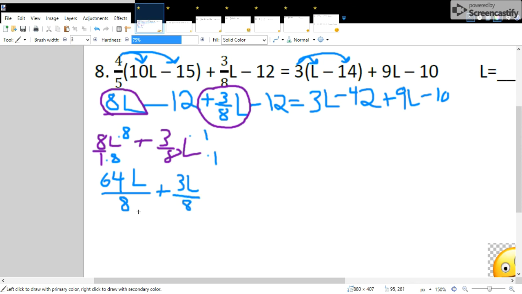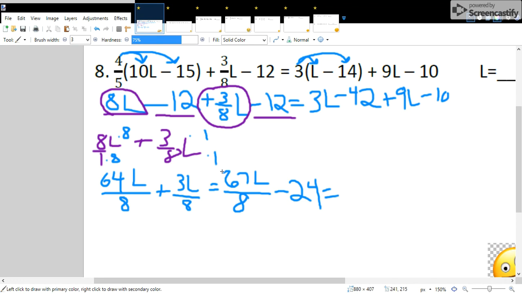Now we're ready to add our fractions. 64L plus 3L is 67L. And then for the denominators, when we add or subtract fractions, it will remain the same. It's the same name. So now that we have that, let's go ahead and add our constants. Minus 12 and minus 12. That will be negative 24.